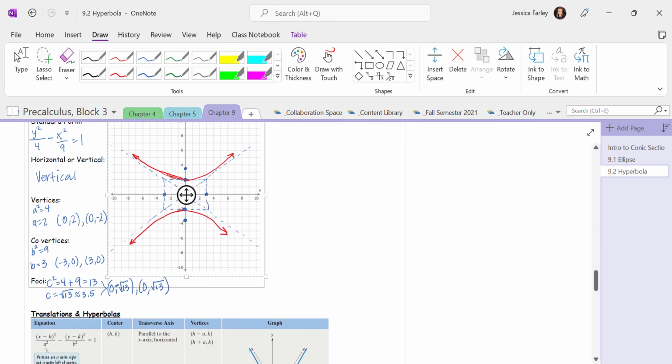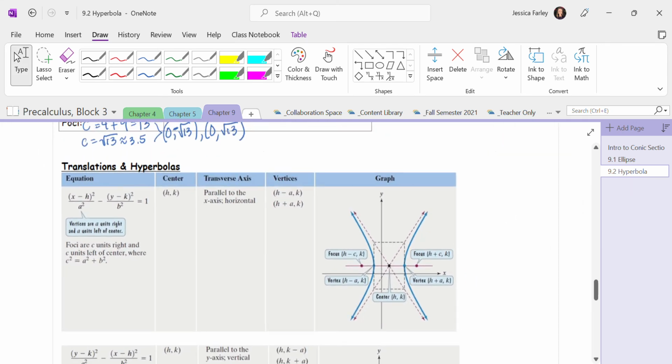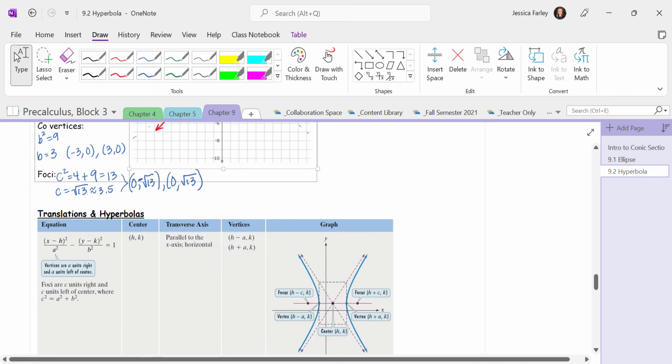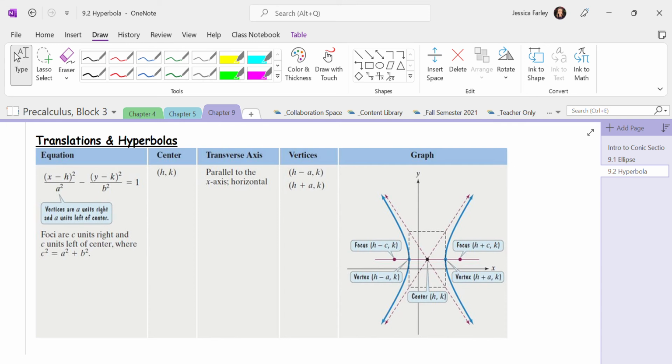There's another one. What happens, and here's the new stuff. That was all review from stuff we did in class yesterday. And this is what happens when we move our center h units right and k units up. So you know that it's minus and minus.